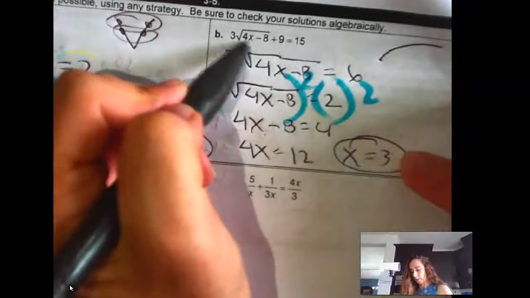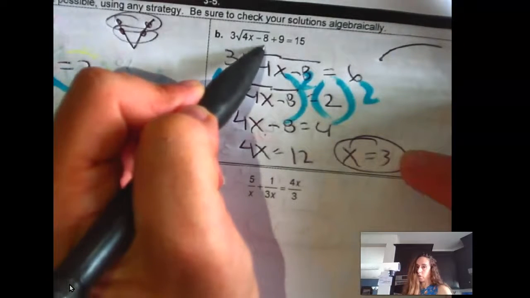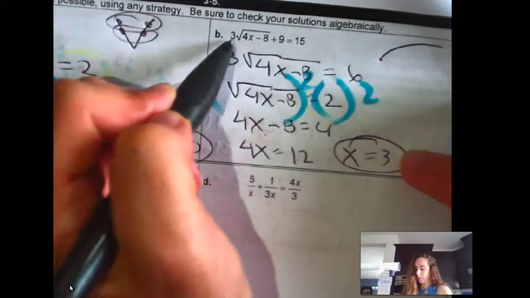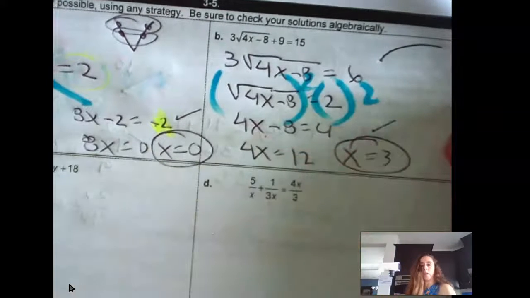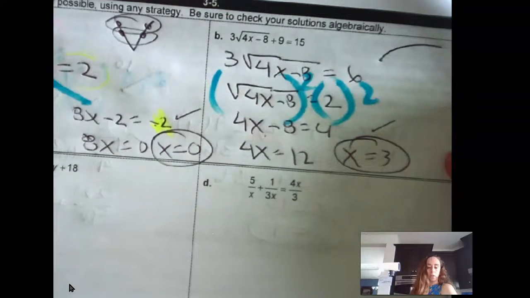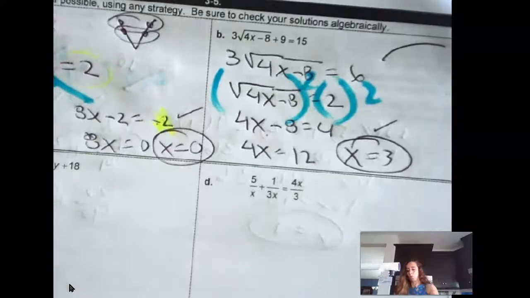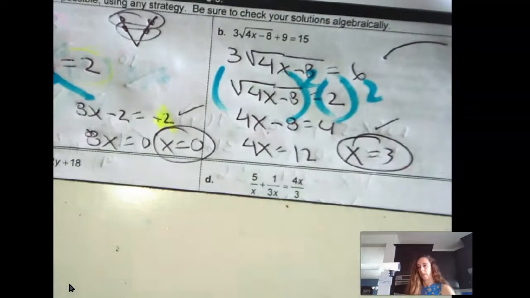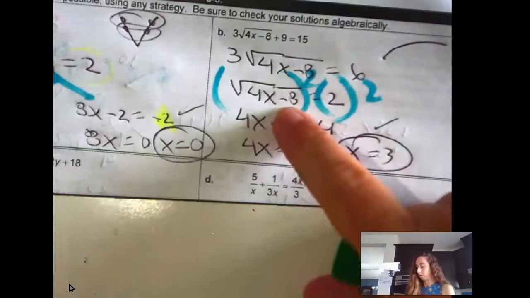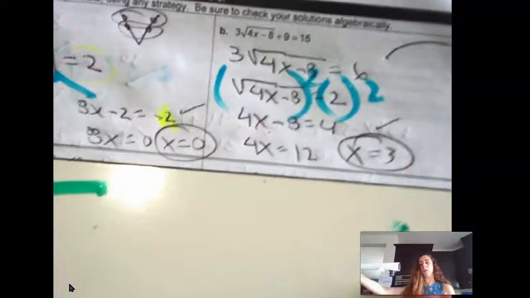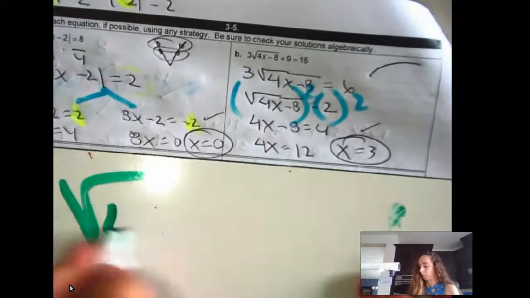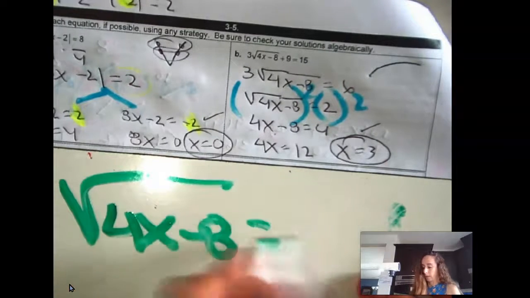Let's check it. 4 times 3 is 12, minus 8 is 4. Square root of 4 is 2, times 3 is 6, plus 9 is 15. I'm amazing. Now, if it doesn't work, the time it probably wouldn't work is if you had something like this. If you ended up here, and let me zoom out a little bit, and you ended up with a square root of 4x minus 8 equals negative 2.